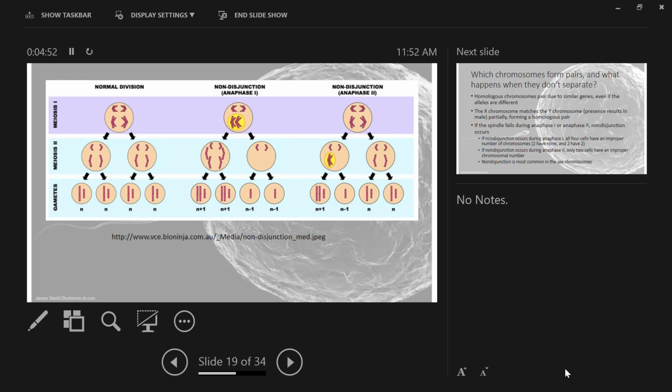These gametes have an abnormal chromosomal number. Micah and then Levi.